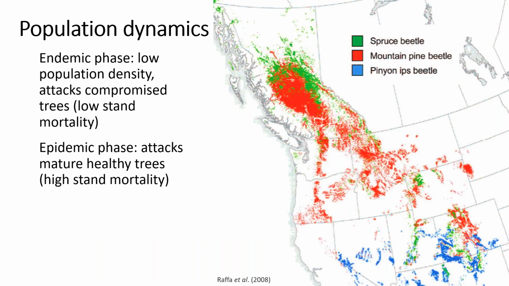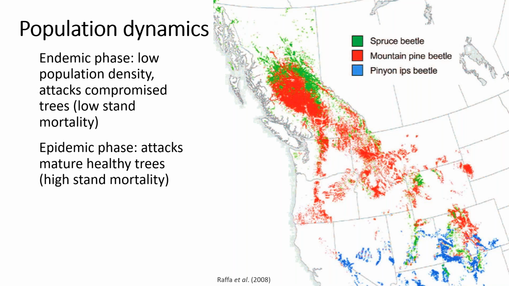When we talk about the beetle, it exists in two different phases. Typically it's in an endemic phase. These beetles are quite small. If you've never seen one, they're about the size of a grain of rice. When they are in an endemic phase, population numbers are low and they can't attack or infest really healthy trees. So they tend to infest trees that are compromised in some way. They could have been struck by lightning, or they've experienced high drought stress, or maybe they're just really old. And when it infests these lower quality trees, they don't produce as many offspring. So population numbers are low, and when population numbers are low, stand mortality is also low.